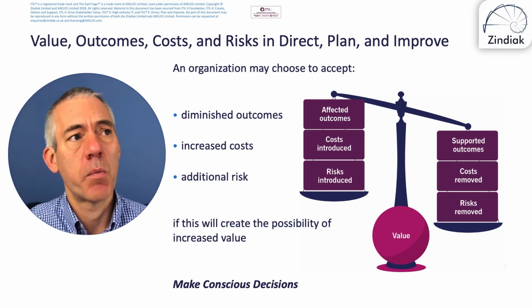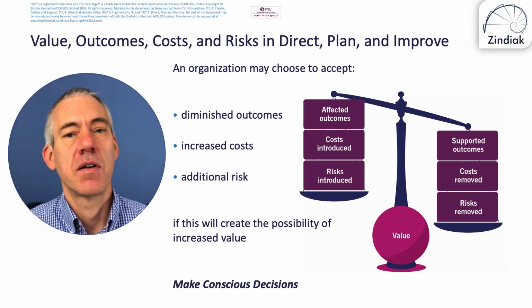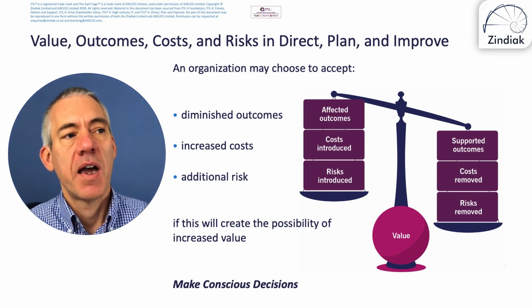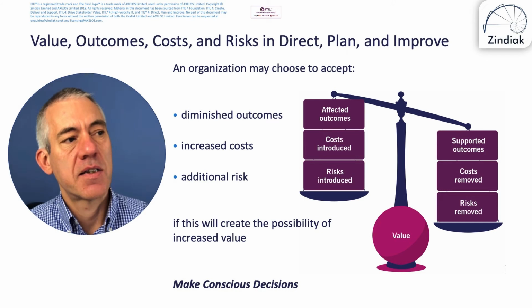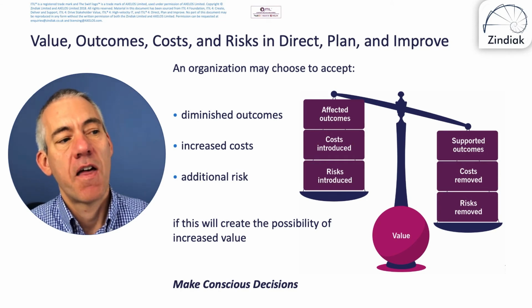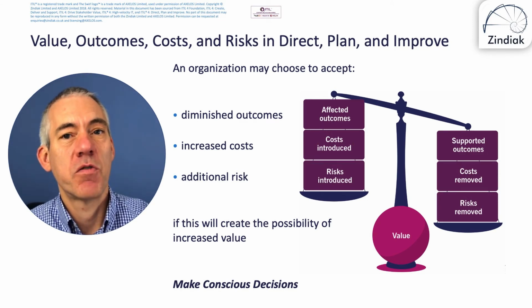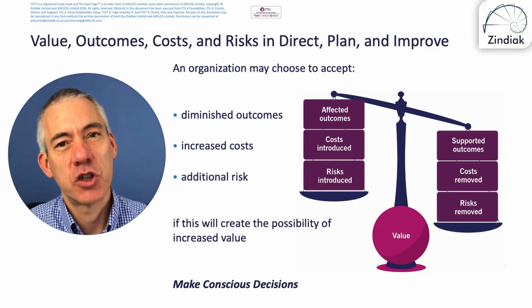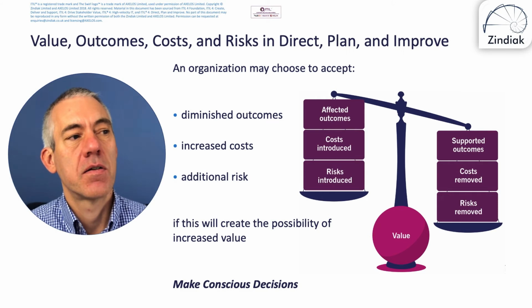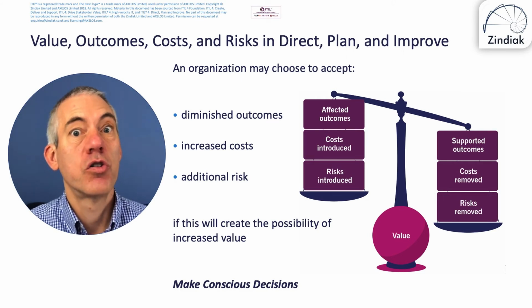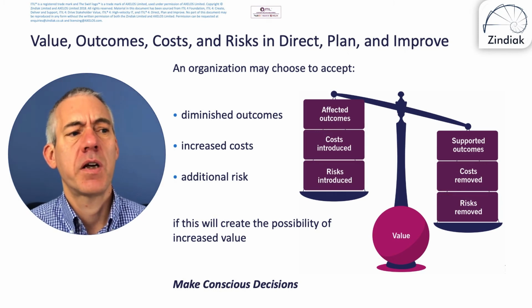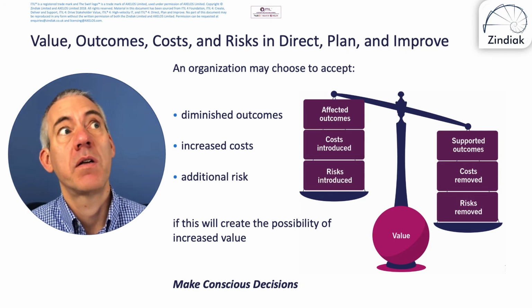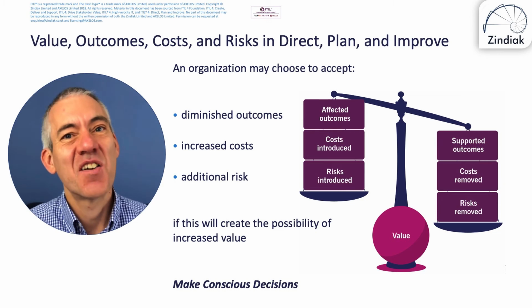The key point really when we're directing, planning and improving is to make conscious decisions. If we decide to take additional risk or increase the costs or diminish outcomes, because we think we're going to get more value, that's fine, providing it's a conscious decision. What we don't want is to accept any of those things unconsciously, to find, oh, why did we accept that additional risk, or why did we accept that additional cost? Well, we didn't realize we were. That's bad. That unconscious acceptance.